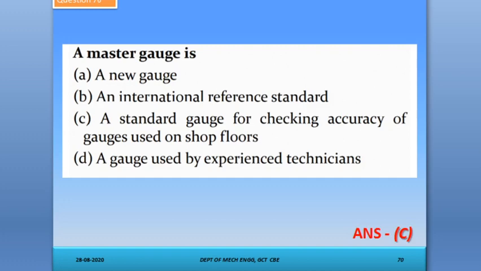A master gauge is: a new gauge, an international reference standard; a standard gauge for checking accuracy of gauges used on the shop floor; or a gauge used by experienced technicians. A master gauge is a standard gauge. Therefore, option C is the correct answer: a standard gauge for checking accuracy of gauges used on the shop floor.